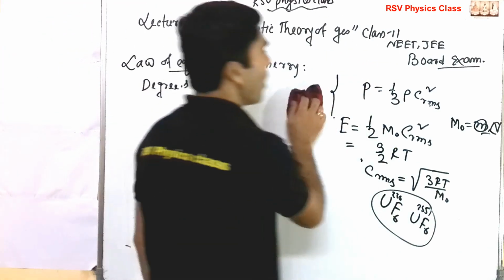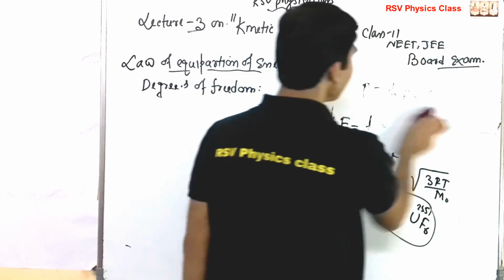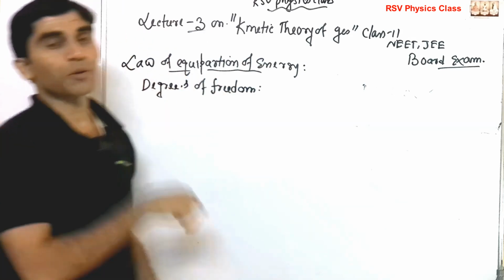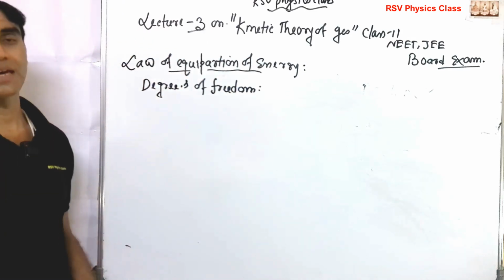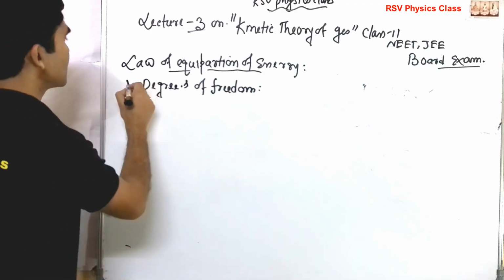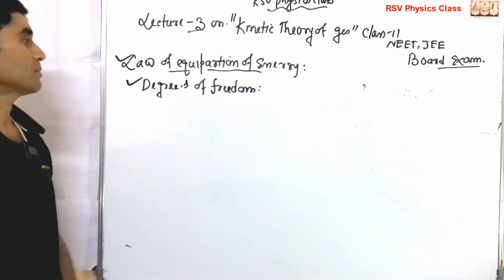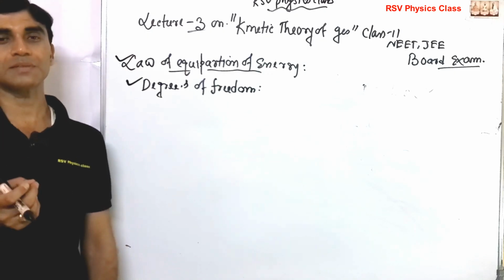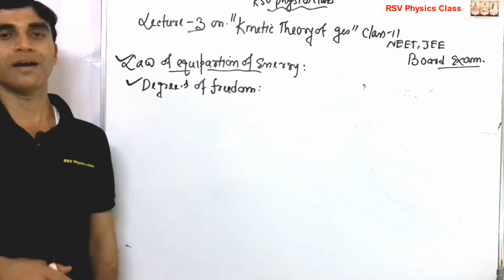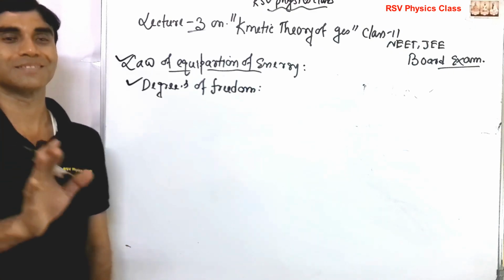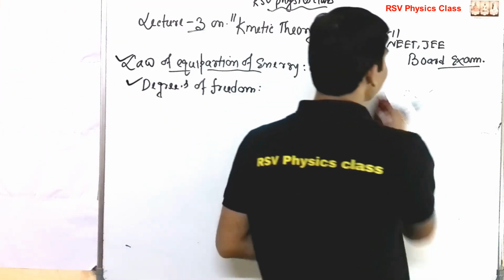Now this class is very important because one question will come from it. Every year there is a common question from this class. So you have to know first degrees of freedom, then the law of equipartition of energy. What are degrees of freedom? Degrees of freedom means if you go outside your home after 12 o'clock, that is the third degree your parents will give. Not that much.